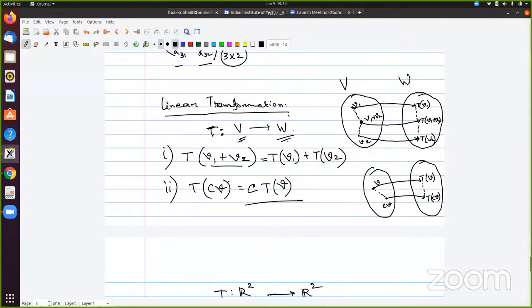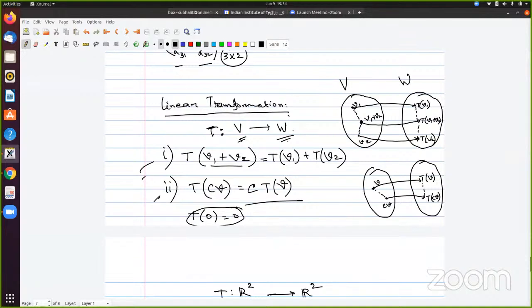Because when the linear transformation, this T(V1 plus V2) equal to TV1 plus TV2 is equivalent to saying that TV1 equal to 0 implies V1 equal to 0. Basically, you can use these two properties and show that T of 0 must go to 0. Right? 0 will always go to 0 for a linear transformation.